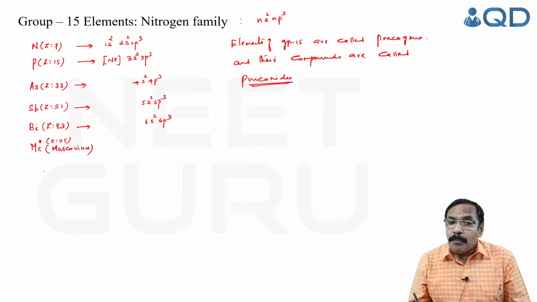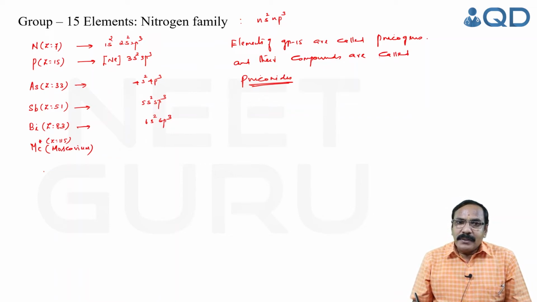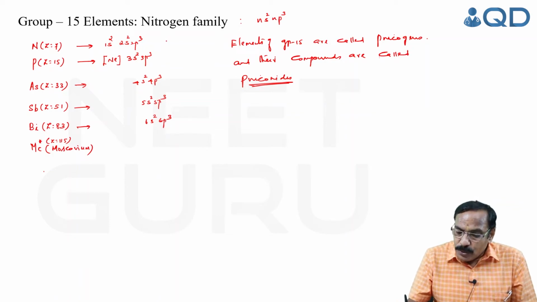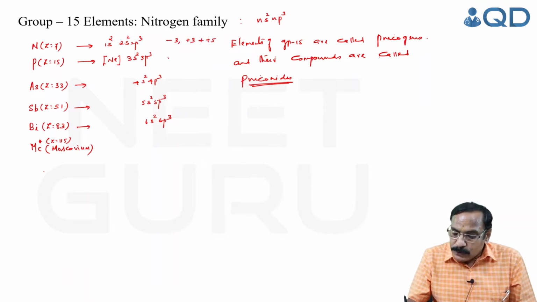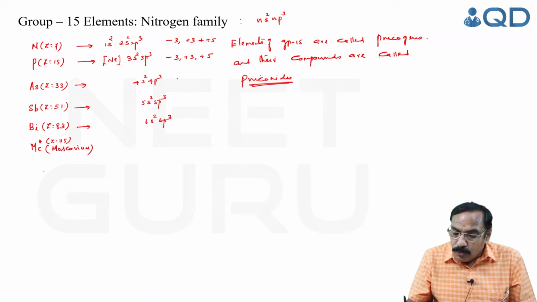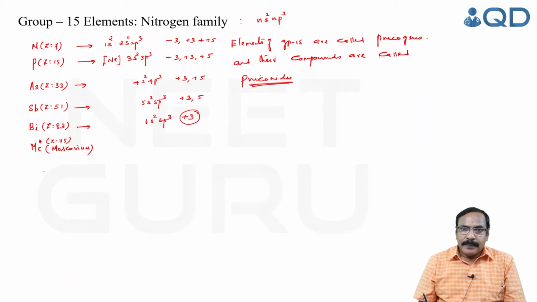Now, the most important point you have to remember is the variety of oxidation states. Nitrogen shows -3, +3 and +5. Phosphorus also shows oxidation states from -3 to +5. As you move down the group, the tendency to show a negative oxidation state is less. For bismuth, the stable oxidation state is +3.